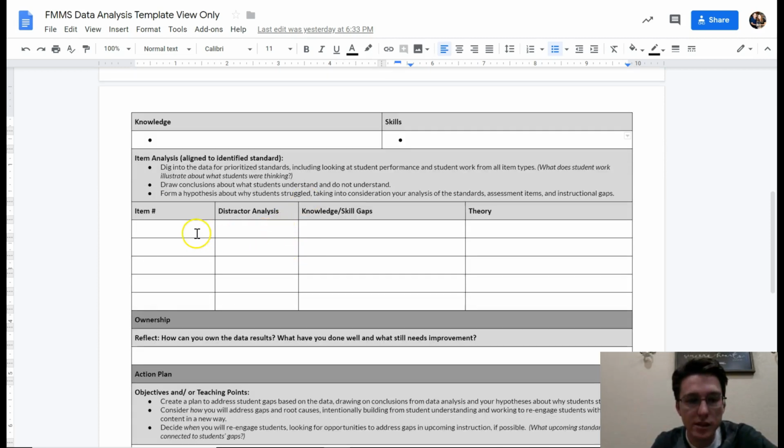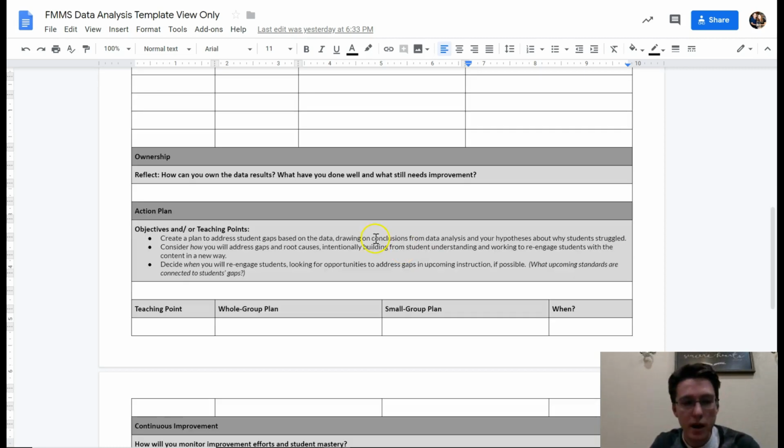Next would be item analysis. So what is the distractor analysis? Why did students maybe answer this question this way? What is the common mistake that they're making? What are the knowledge and skills gaps? Again, what are they specifically getting wrong? And then finally, coming up with a hypothesis. Why do you think that students got this question wrong? Was it instructional? Was it the question type? Was it because you didn't teach them how to answer those question types?